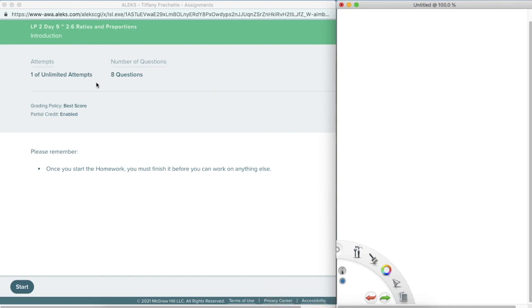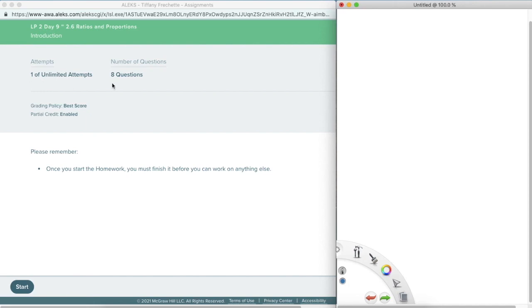This is what it will look like when you click on any assignment, with the exception of two things. So first thing is you will see a due date here. I don't see that on the teacher preview for whatever reason, but you will see it on your screen. Attempts, you will see one of unlimited attempts, or whichever attempt you're on. This might not be your first time in here.